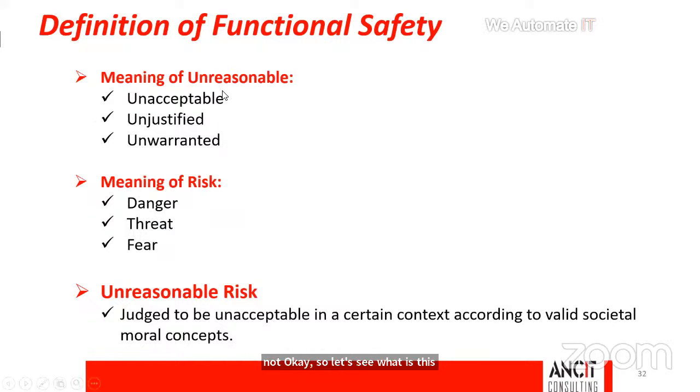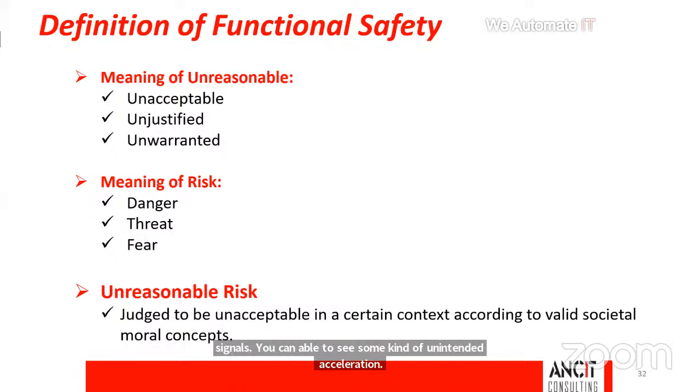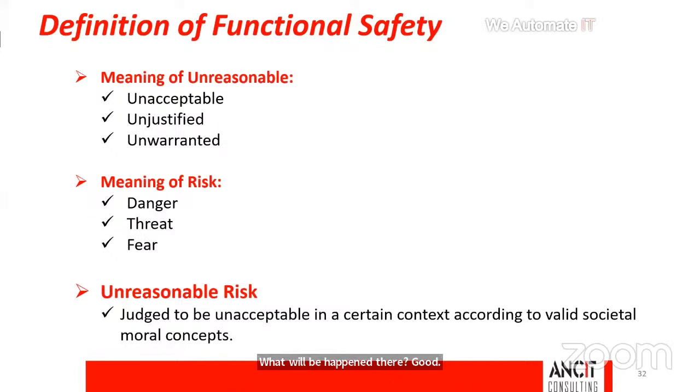So unreasonable refers to unacceptable or unjustified or unwarranted. Okay, that is unreasonable risk. For example, you are driving a car and you are waiting in the signals. You can see some kind of unintended acceleration. What will happen? Whatever the vehicle in front of you, you can go and hit that. Or if any people are moving around in front of your car on the zebra crossing, there will be some severe harm to those people also. That is unreasonable.